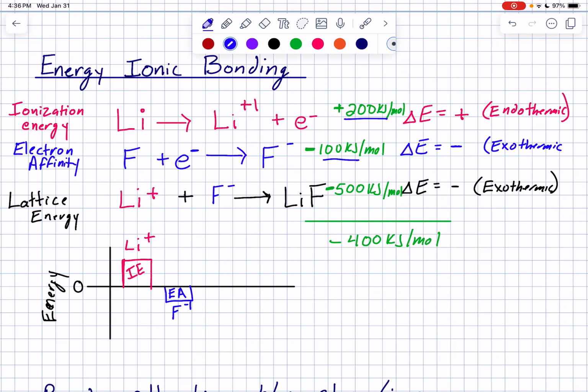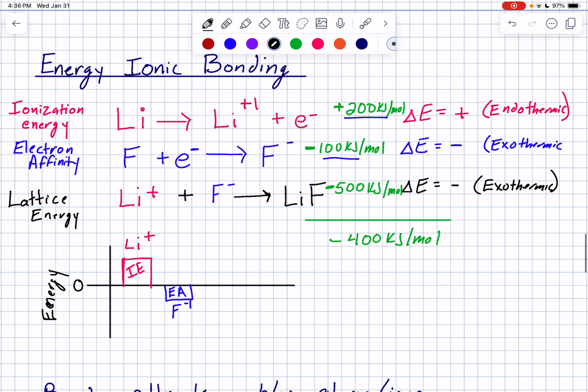Finally, we have our lattice energy. And our lattice energy is a lot more energy than the other two. Again, it doesn't have to be perfect, but I should be able to tell that it is definitely a larger amount of energy than the others. This was our lattice energy. This is the energy that's released when my ionic compound forms. So we're going to label this with the ionic compound.